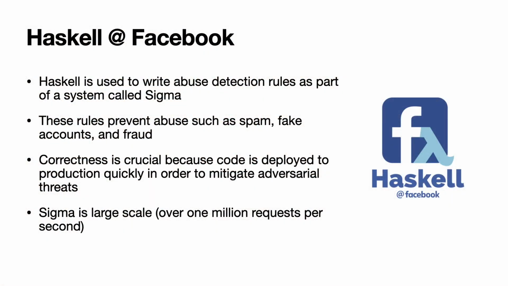At Facebook, Haskell is used to write abuse detection rules as part of a system called Sigma. Sigma rules help prevent a wide variety of abuse types, including spam, fake accounts, and fraud. Due to the adversarial nature of abuse detection, Sigma rules often need to be deployed to production very quickly. This means that Sigma developers sometimes have very little time to test their code, creating an even stronger need for compile time correctness guarantees. Sigma is also a very large-scale system as it's invoked on nearly every interaction that a user has on Facebook, or millions of times per second.